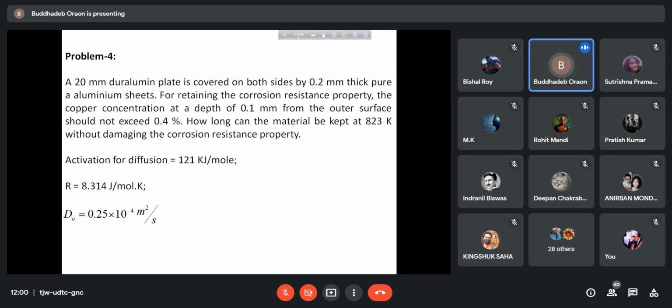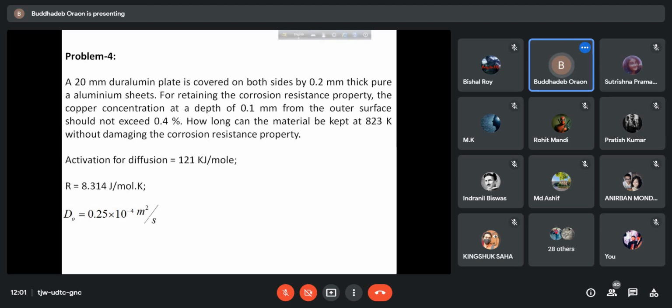This problem says that a 20 millimeter duralumin plate, you know what is duralumin, is covered on both sides by 0.2 millimeter thick pure aluminium sheets. For retaining the corrosion resistance property, the copper concentration at a depth of 0.1 millimeter from the outer surface should not exceed 0.4%. How long can the material be kept at 823 K without damaging the corrosion resistance property?